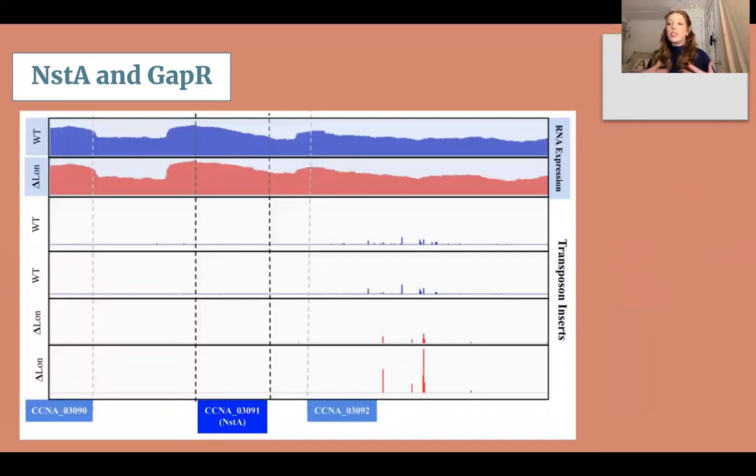Now, what we're finding is really interesting: within these types of RNA sequencing and transposon sequencing data, we're actually seeing a little bit of a discrepancy. What we're able to see is that in NSTA, there are no insertions in either the delta lon or the wild type strains. This means that NSTA is essential for the cell's vitality in both a mutant and a wild type. We're also seeing what looks like a slight upregulation of RNA expression in a delta lon mutant.